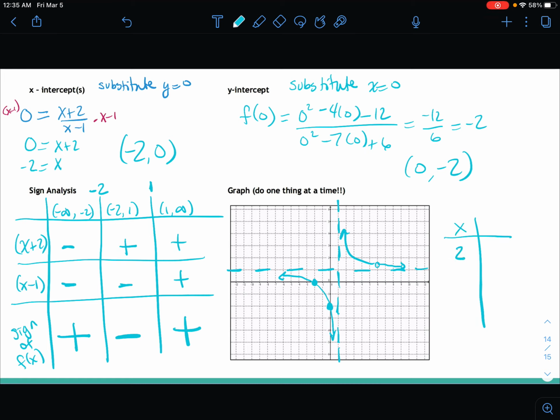So let's say x is 2, and we go ahead and substitute that in. We'd have 2 plus 2 is 4 over 1. We'd have 2, 4. So right about here, and then I would keep going up. Okay, and that's your graph.